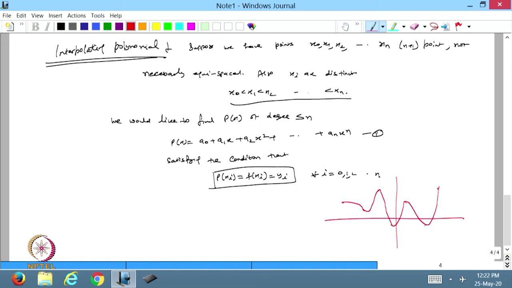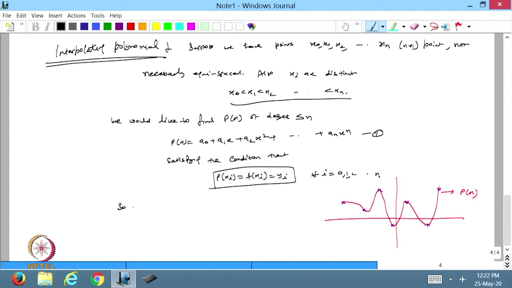Like this one I am going. So this is my P(x), and the values, whatever the points given to me, these are the points. And it is satisfying the condition that it is passing through all these points. Now I need to find what is my polynomial.